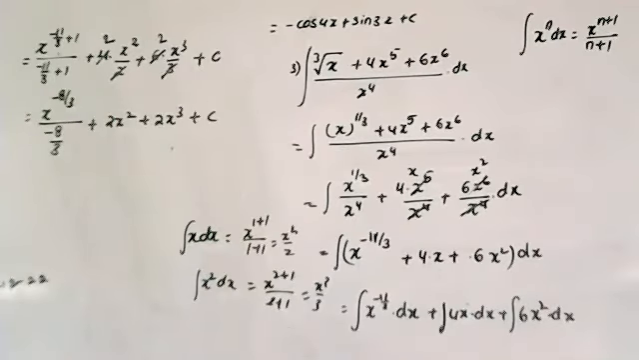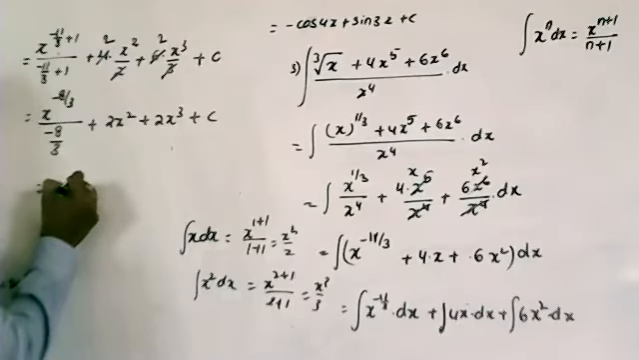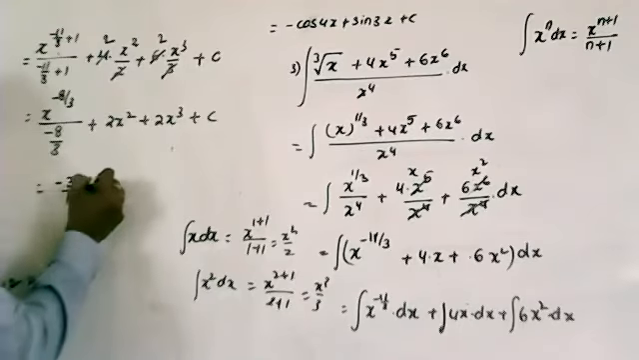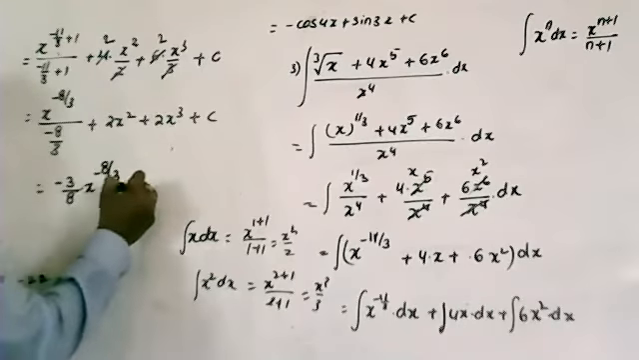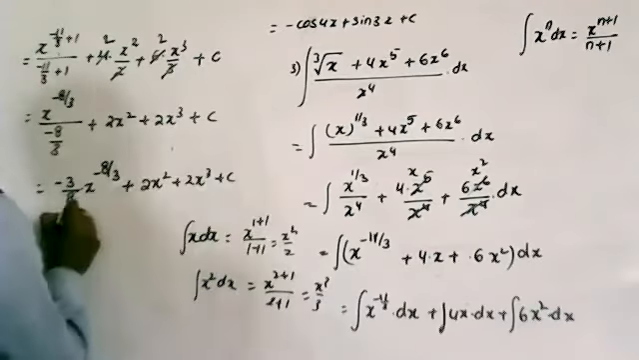I hope you understood this one. Nothing is there, we just added this 1. So we took the LCM of minus 11 by 3 plus 1. Minus 11 by 3 plus 1 is minus 11 plus 3 by 3, that is minus 8 by 3. So then 3 goes to the numerator. Then minus 3 by 8 into x to the power of minus 8 by 3 plus 2x square plus 2x cube plus c. So this is the answer.